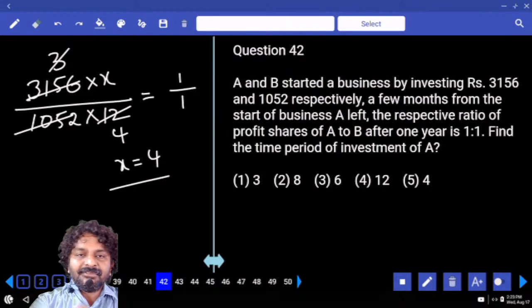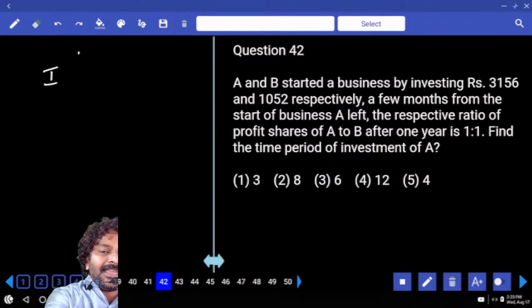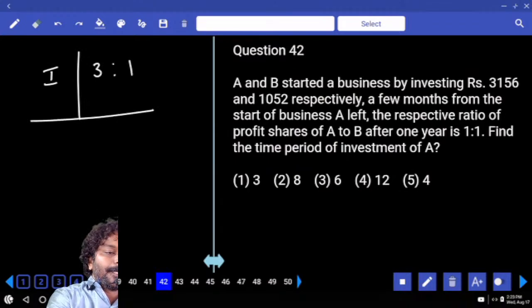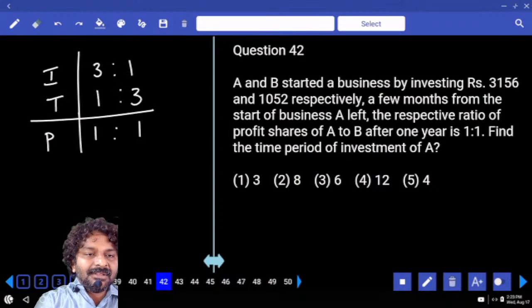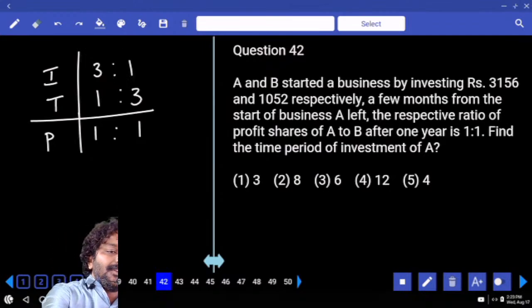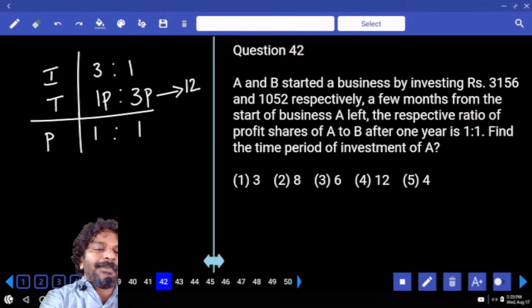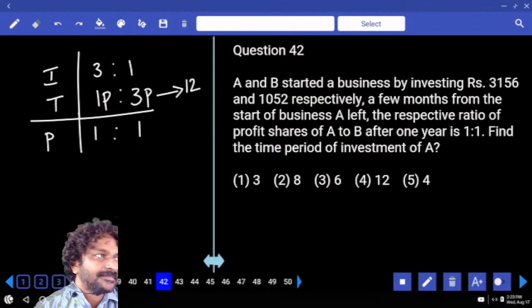Even in the previous question, we don't have to completely solve it. Investments of A and B are in the ratio 3:1. In the final profit sharing ratio, if it is equal to 1:1, the time period ratio must be 1:3, inverse to their investment ratio. You know that B invested for the whole period, that is 3 parts. If it is equal to 12 months, 1 part is equal to 4 months.